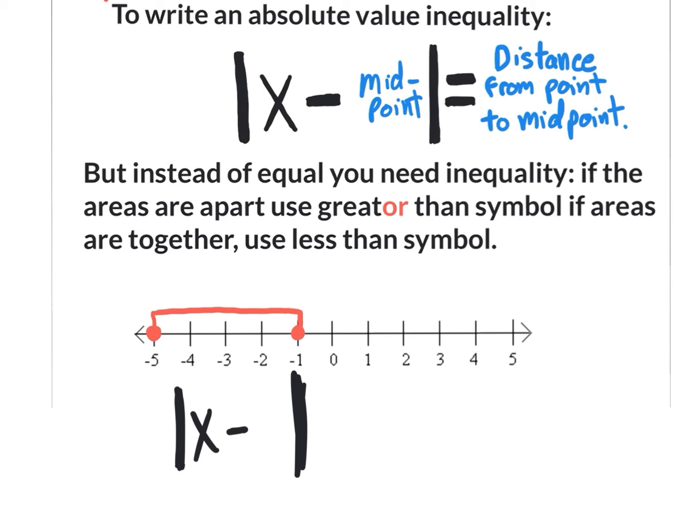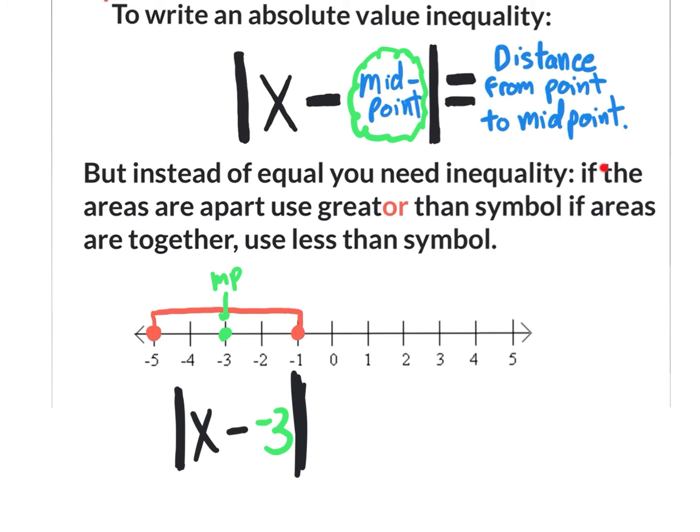Now, what is the midpoint of this? -3. Right? We could clearly see that this dot right here, that green dot, is the middle. That location is -3. That's the midpoint right there. Okay, so that value goes right in here. Whatever the midpoint is, that's what you plug in right there. And then you have the equal sign, but we know that equal produces 2 answers, not an area of answers, so we know we need inequalities instead of equals, all right?